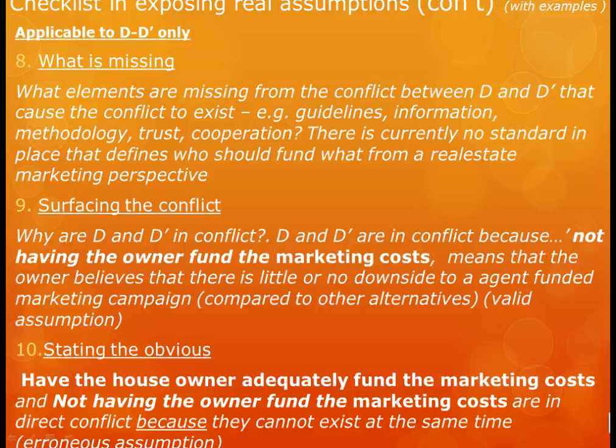And finally, stating the obvious. We've seen this before when trying to expose assumptions for the A, B, B, C, etc. relationships. This one also is a concern for the conflict when exposing assumptions. When someone says because they cannot exist at the same time, this is an example of an erroneous assumption, because it's stating the obvious and it's not adding any value.